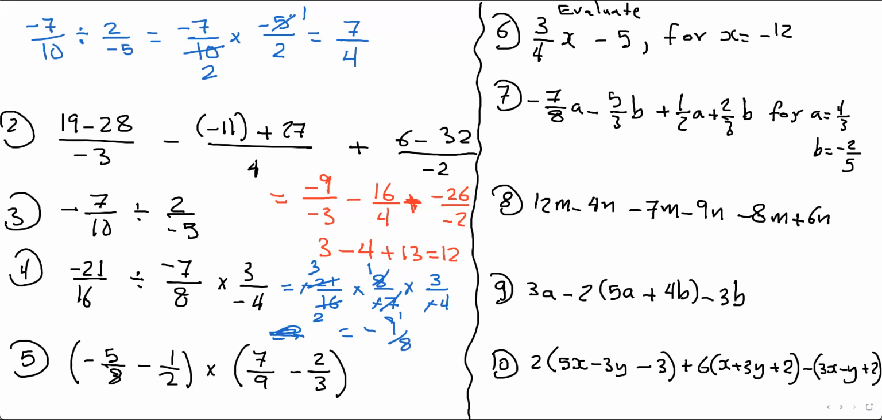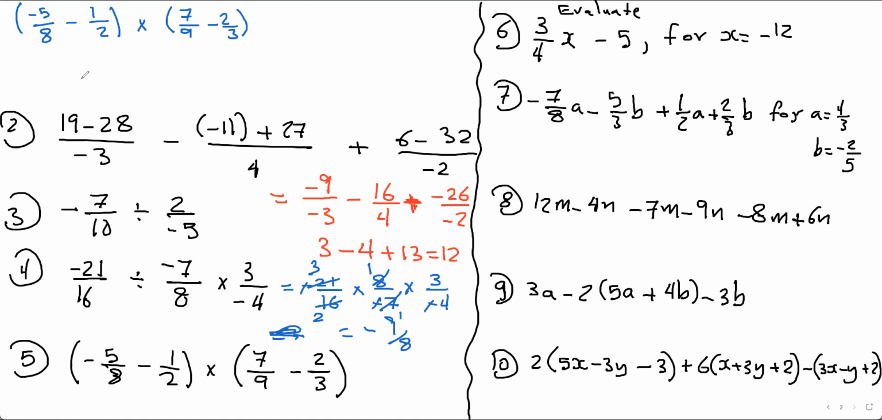Okay. So now I'm going to do the next one. And I'm just going to put it right here. So you have to do what's inside the brackets first. So what we have here, we have to find a common denominator between these two. The lowest common denominator is 8.